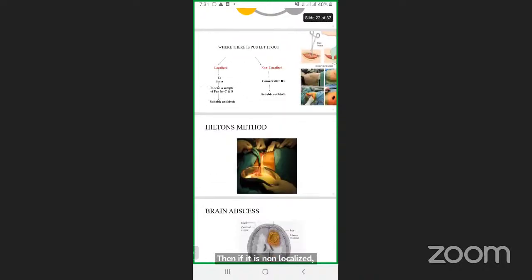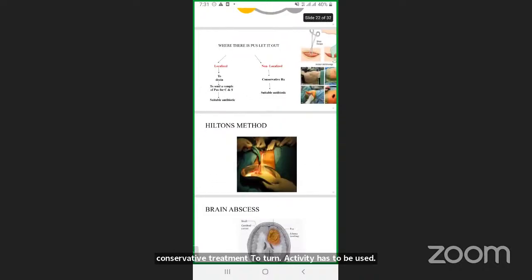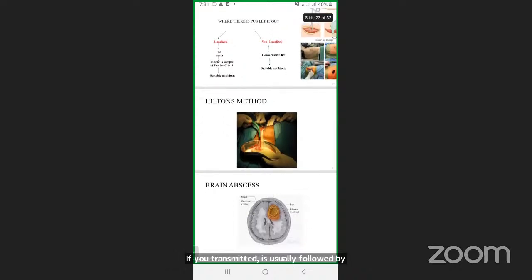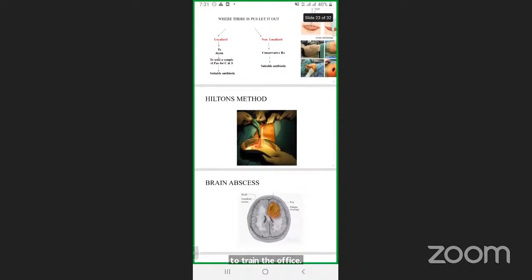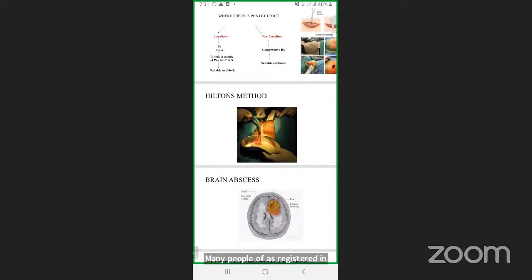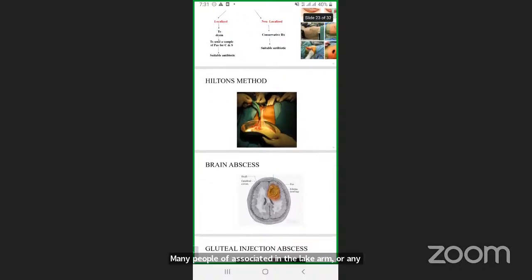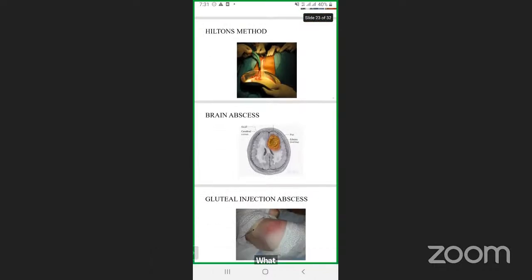Hilton's method is usually followed by modern surgeons to drain the abscess, mainly in case of abscesses associated with the legs, arms, or any abdominal part. Then coming to different types of abscesses, first one is brain abscess. It is a pus-filled swelling in the brain caused by bacterial infection due to brain injury. The suitable choice of antibiotics in case of brain abscess is ceftriaxone, cefotaxime, and metronidazole, and CT-guided stereotactic aspiration. This is the treatment to be followed in brain abscess.